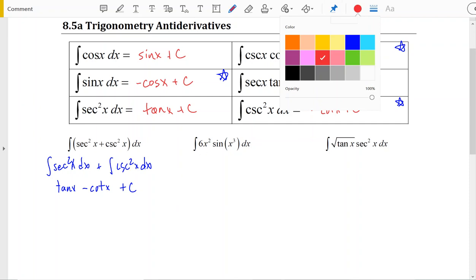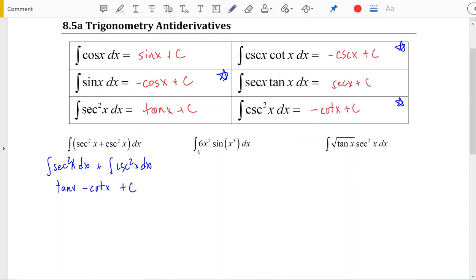The antiderivative of 6x squared sine x cubed. If we were doing derivatives, we might think product rule, but we don't have an antiderivative product rule. So we might be inclined to think we need a u substitution. And I notice that there's this x cubed here, and that when I do the derivative of x cubed, I get something x squared, and there's an x squared in the problem. So I think that's going to be useful.